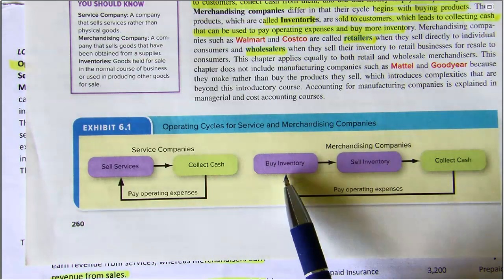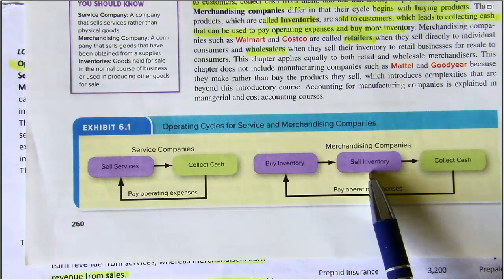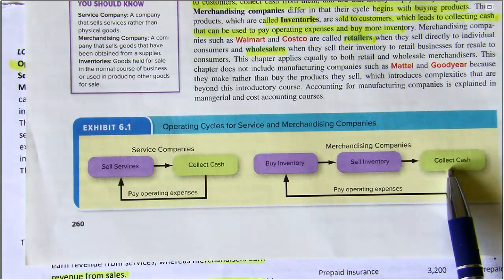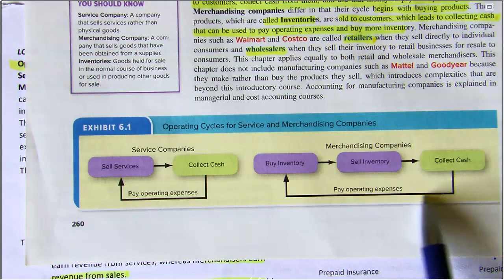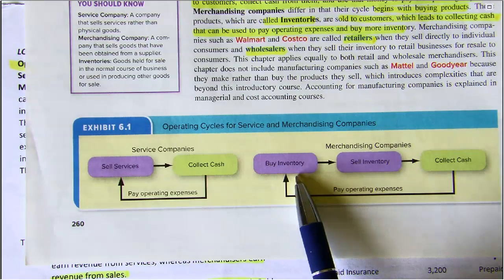A merchandiser has a bit more complicated operating cycle. They first have to buy the products that they're planning to sell. We call that inventory. And then they sell the inventory and collect the cash either immediately or later if it's a sale on account, and they use that cash to both pay operating expenses and later to buy more inventory.